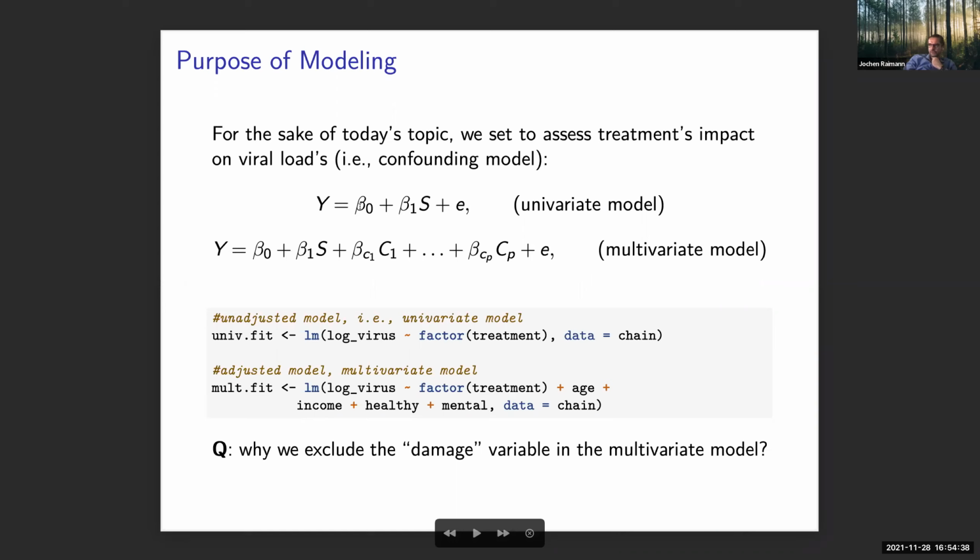In a univariate model, this is our intercept. This is again the coefficient and treatment, 0, 1, and 2. This is our residual error. And in the multivariate model, we are additionally adjusting for confounders, which are age, income, health, and mental. Damage was excluded from this multivariate model, mainly because of missing data, and secondly, because of the intercorrelation with the outcome.